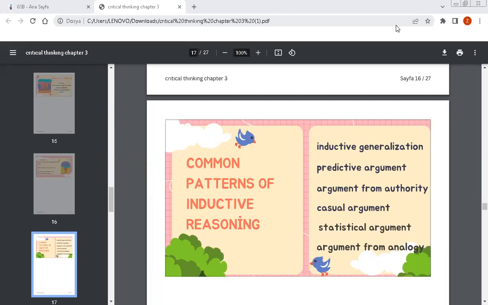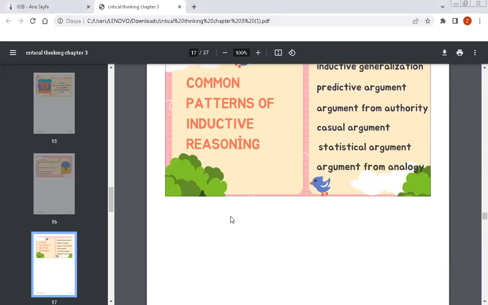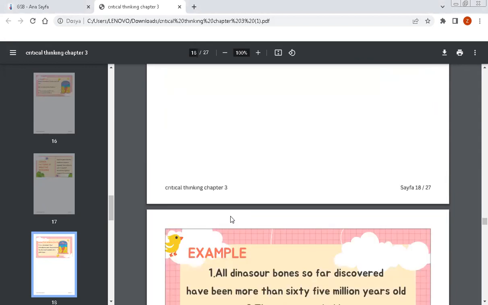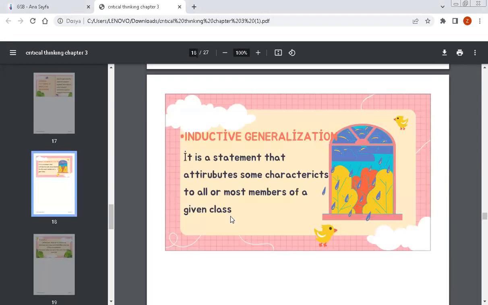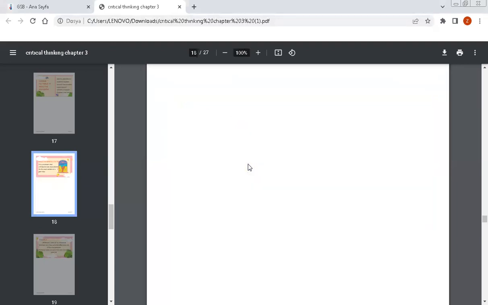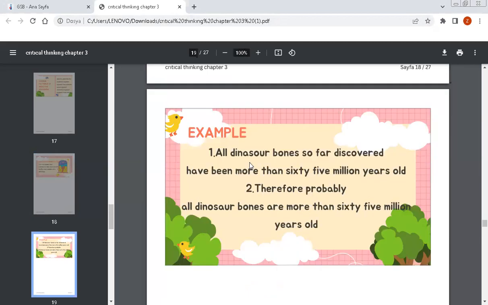When it comes to common patterns of inductive reasoning, there are 6 common patterns. Let's begin with inductive generalization. Inductive generalization is a statement that attributes some characteristic to all or most members of a given class. For example, all dinosaur bones so far discovered have been more than 65 million years old. Therefore, probably all dinosaur bones are more than 65 million years old.